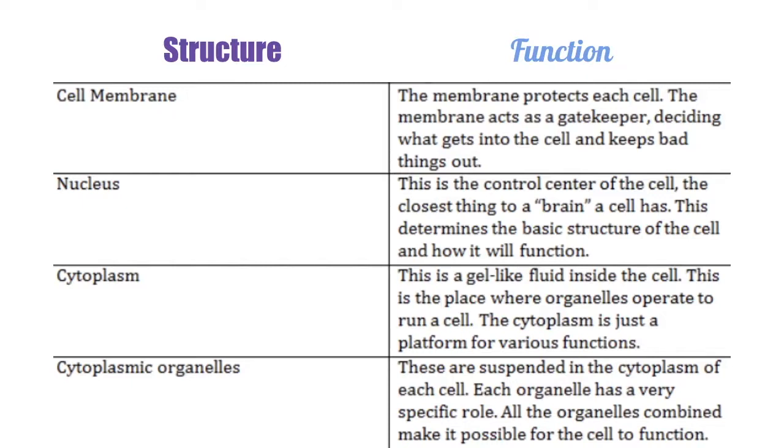Cytoplasm. This is a gel-like fluid inside the cell. This is the place where the organelles operate to run a cell. The cytoplasm is just a platform for these various functions. Cytoplasmic organelles. These are suspended in the cytoplasm of each cell. Each organelle has a very specific role. All the organelles combined make it possible for the cell to function.